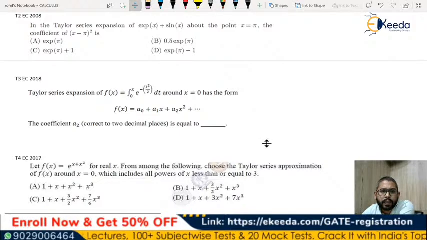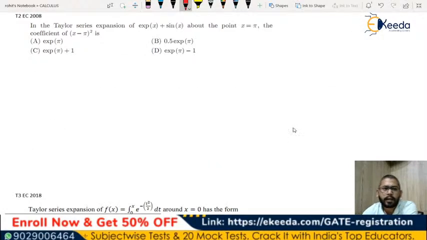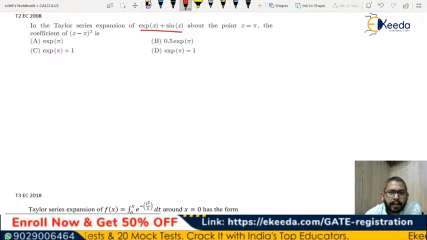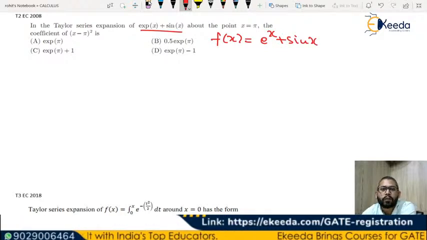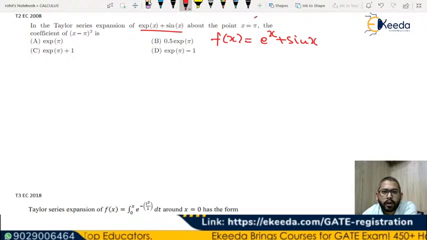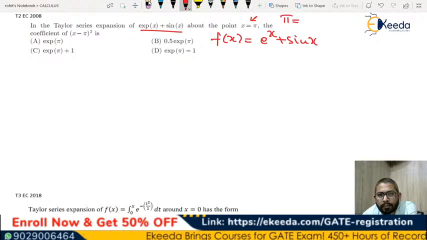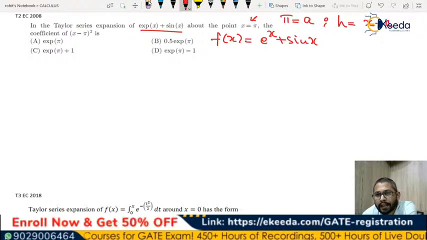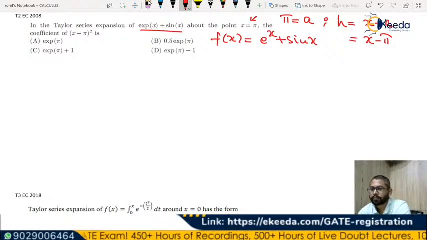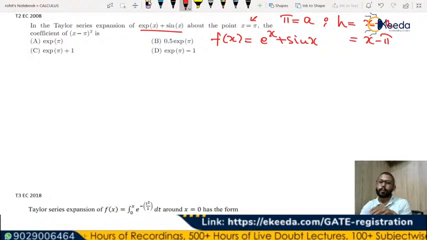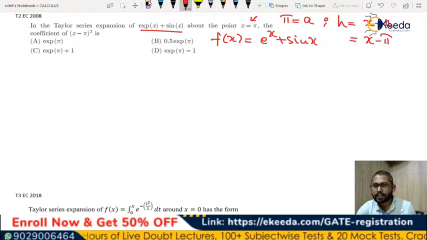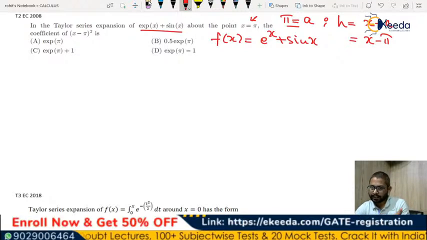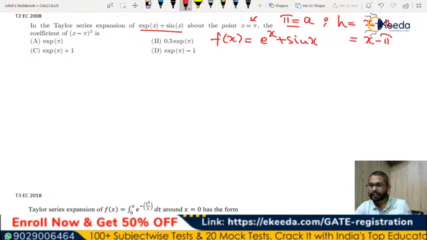Second question says that there is a function f of x. What is f of x? F of x is e to the power x plus sine x. And they want the expansion about the point x equal to pi. So this pi is nothing but a. And then as I told you, h will be x minus a, so that is x minus pi. Getting it? They are telling the expansion is about the point x is equal to pi. So that pi is nothing but a, and pi is equal to a gives you h, like we have already seen, h is equal to x minus a. So x minus pi.